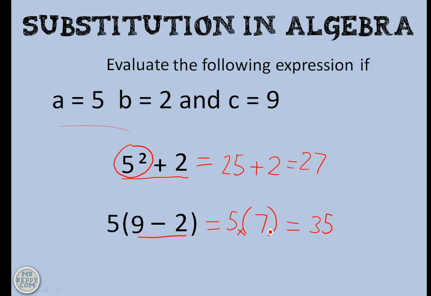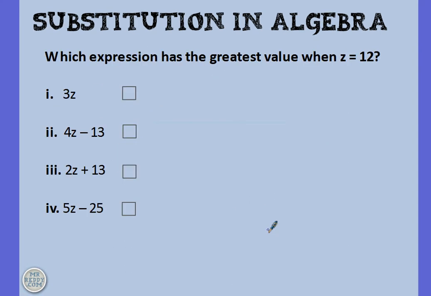Okay, well that was substituting. I'm going to give you just a couple more questions looking like this. This might be a question that you get where you have to apply your knowledge of substitution. So it says, which expression has the greatest value when z equals 12? This first expression is 3z. As you know, it stands for 3 times z. Okay, but we're going to substitute z for 12 and work out the answer. We're going to evaluate it.